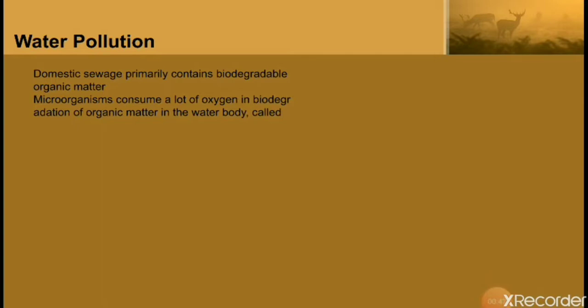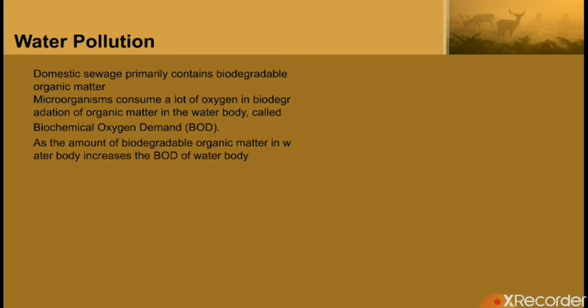Domestic sewage primarily consists of biodegradable organic substances. Microorganisms consume a lot of oxygen in biodegradation of organic matter in the water body. This amount of oxygen which is required by the microorganisms to decompose the organic substances in a water sample is known as the biochemical oxygen demand, or BOD. A higher amount of BOD indicates a higher pollution level in any water body, while a decline in the BOD indicates the purity of water or decreasing level of pollution.